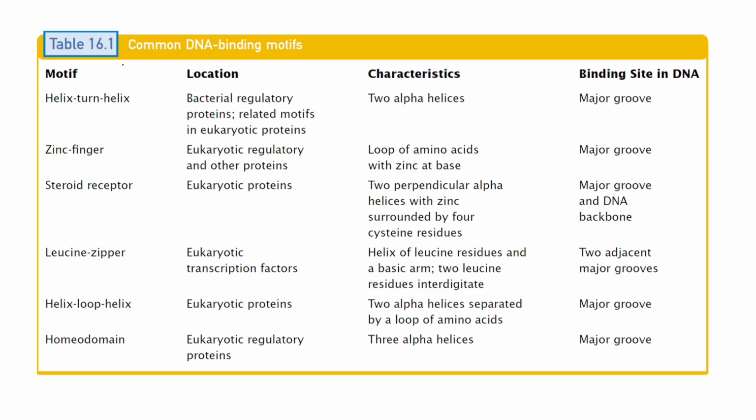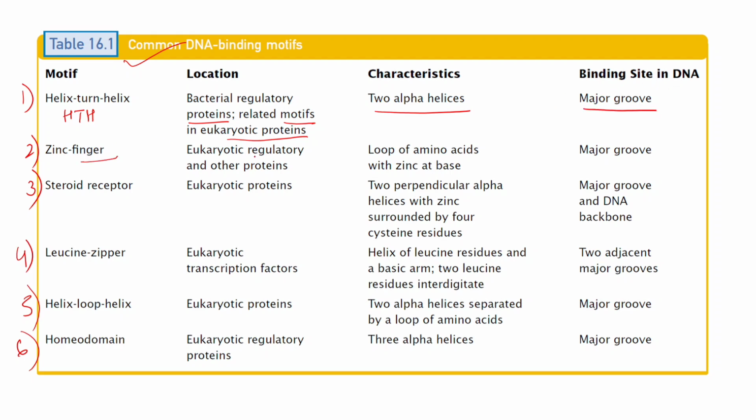An important thing from which questions can be asked is the common DNA binding motif. You can see there are different kinds of motifs related to different functions. The first is helix turn helix, second zinc finger, third steroid receptor, fourth leucine zipper, fifth helix loop helix, and sixth the homeodomain. Helix turn helix motifs are bacterial regulatory proteins, also found in eukaryotic proteins. It has 2 alpha helices and its binding site in DNA is the major groove.